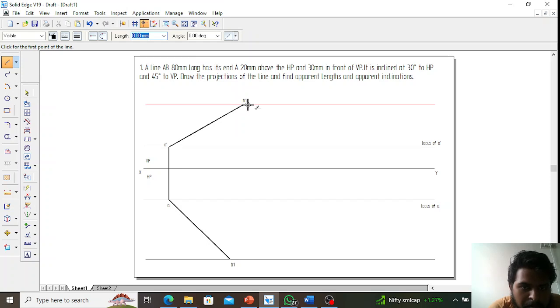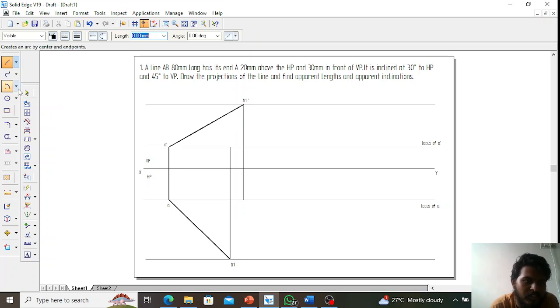Okay. Now I'm selecting the line thickness as 0.13 mm. Now I will bring the cursor here and draw a straight line to locus of A. And again I will take from this line and draw a straight line up to the locus of A dash. Done.